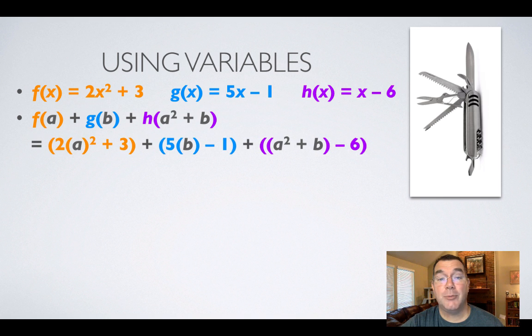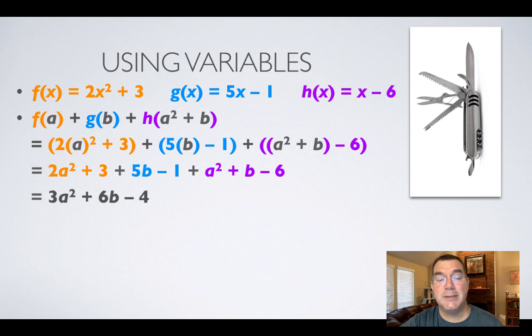So the first function, if I replace x with a, I get 2 times a squared plus 3. If I replace x with b in the second function, I get 5 times b minus 1. And if I replace x with a squared plus b in the third function, I get a squared plus b minus 6. So if I evaluate all of that out, I get 2a squared plus 3 plus 5b minus 1 plus a squared plus b minus 6. And that all simplifies to be 3a squared plus 6b minus 4. And that's how you would evaluate functions if you had variables instead of numbers.